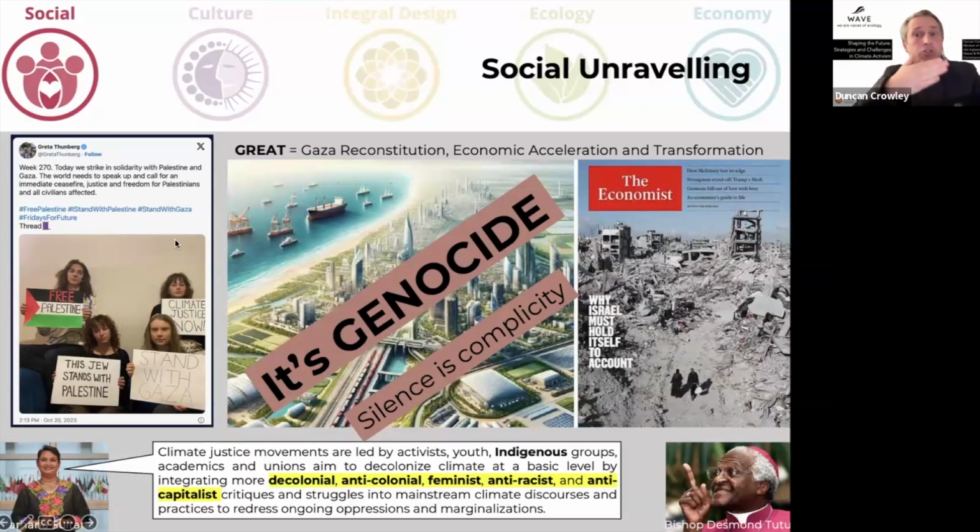Greta Thunberg also supported this and said stand with Gaza, and that led to a split in the climate movements, especially from Germany and much of the European movements, which felt a little bit awkward about how to respond to the initial attacks in Gaza. And this is still something that is part of the white supremacy problem.